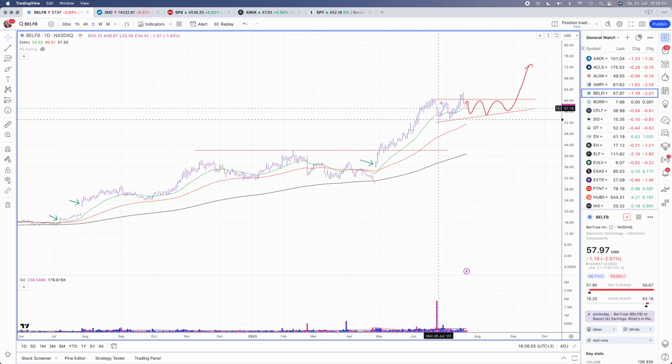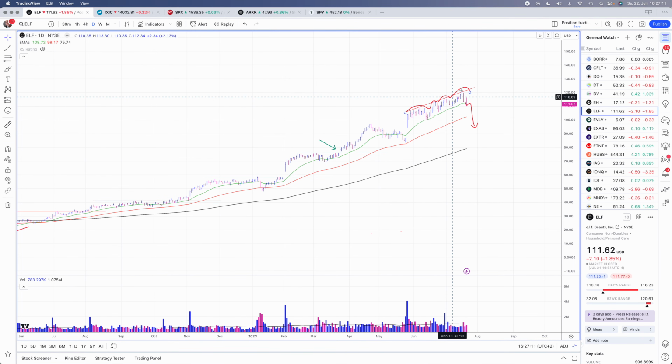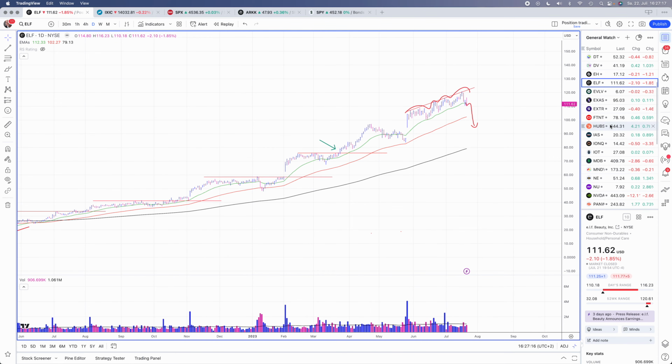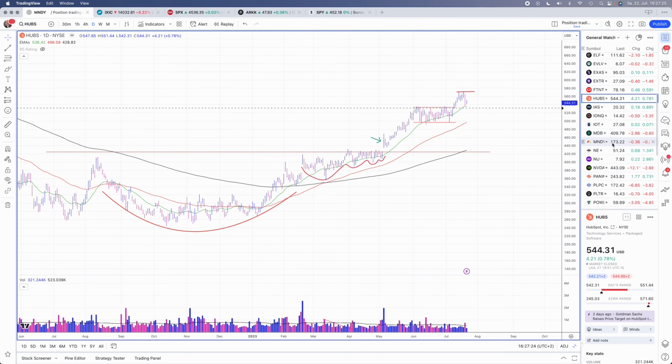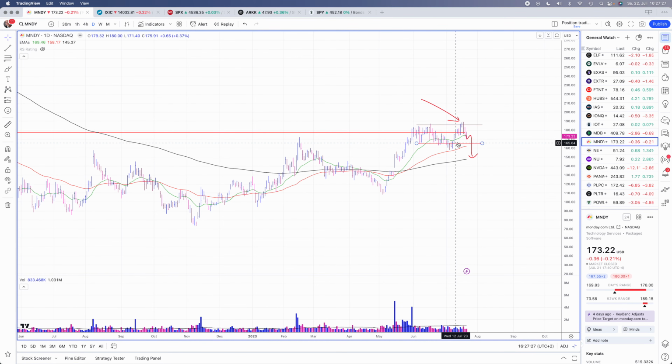Then Bellevue, a stock I was invested in, showed this failed breakout to the upside. Another sign that maybe it's ready for a longer consolidation. Then other leaders like ELF showed another loss of momentum. Stocks like Hubs started to make no progress and had a pullback the next day. Younger stocks like Monday showed a failed breakout on Wednesday last week.